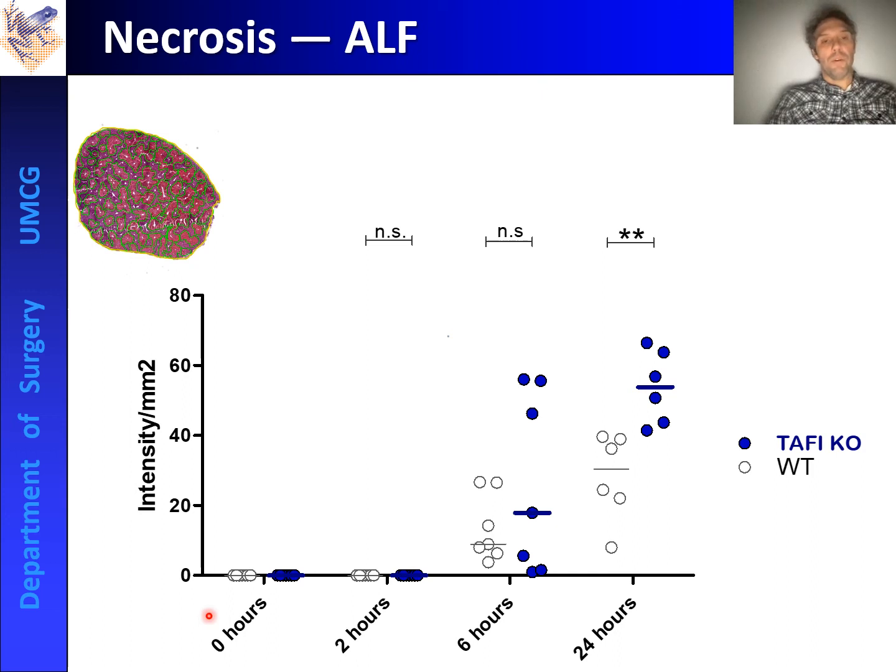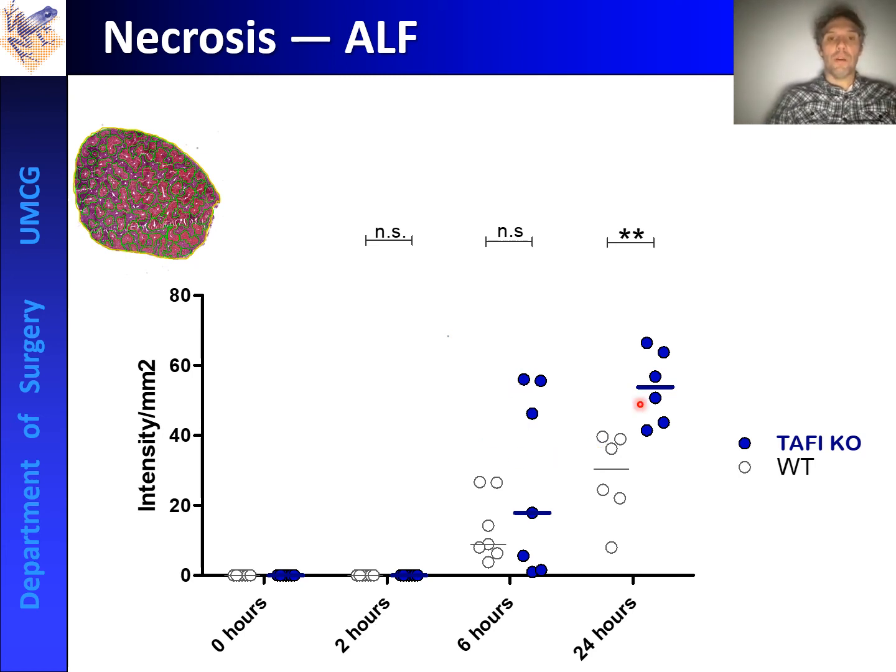Finally, we looked at necrosis in acute liver failure, which is a hallmark of advanced disease. No difference at baseline, no difference at 2 hours between the groups. And then at 6 hours, also no difference, but you can see that some mice look more or less protected, while some of the other ones are kicking off here and getting quite a large amount of necrosis, but ultimately no statistical difference between the groups.